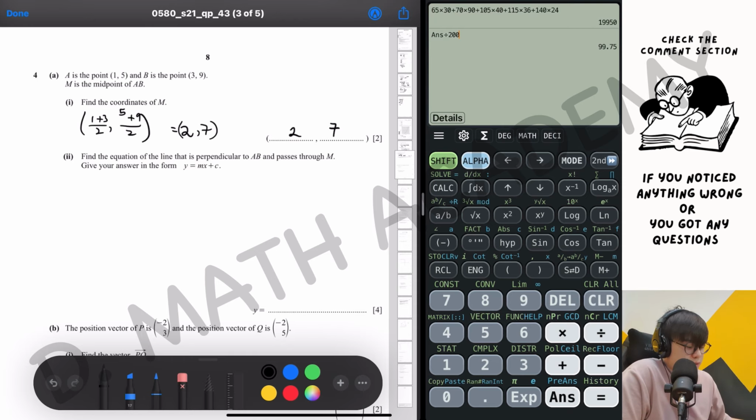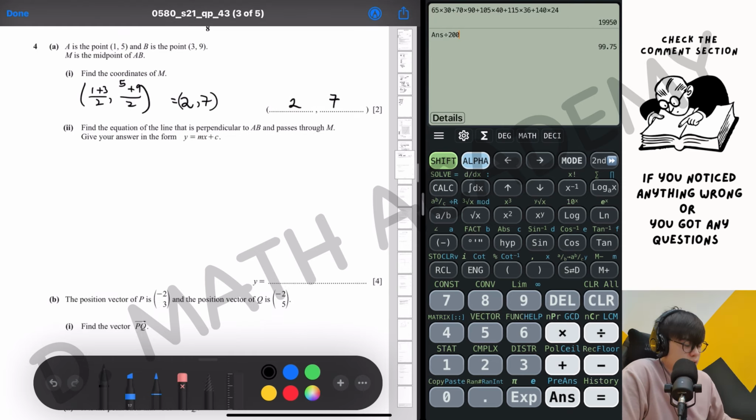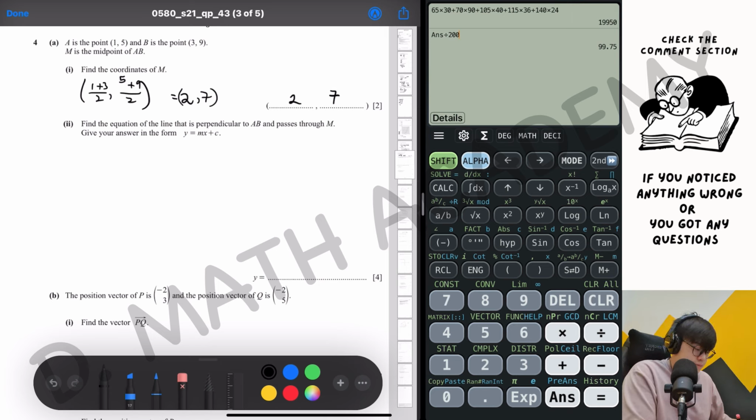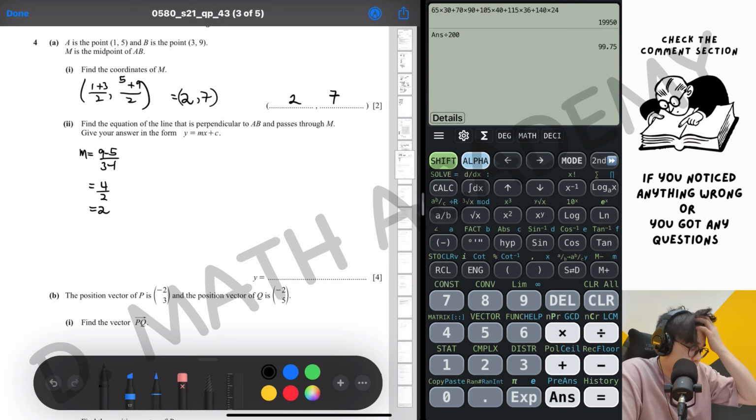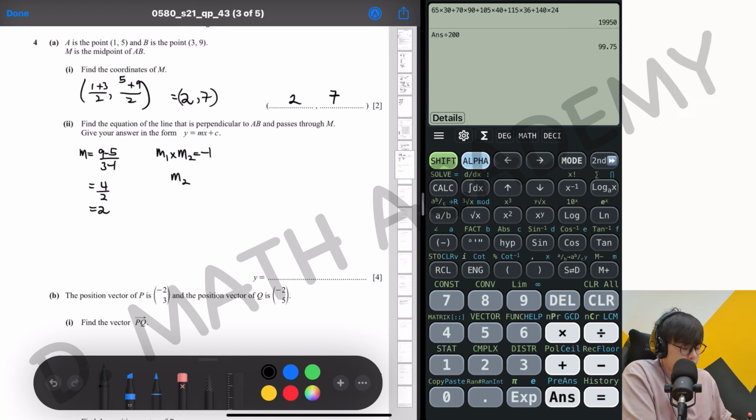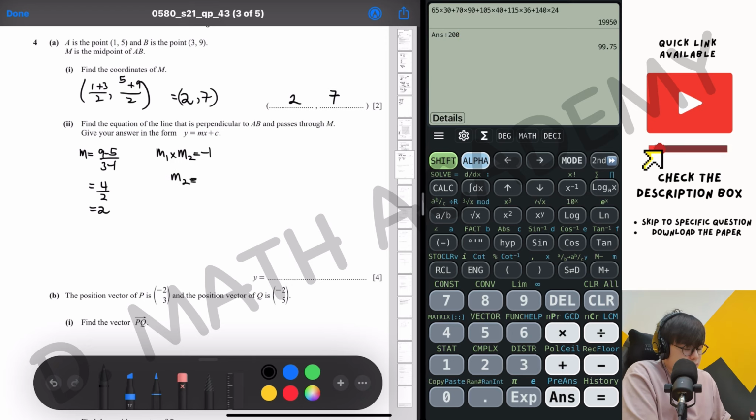And they were looking for the perpendicular bisector, so I need to calculate the gradient first. Remember, the gradient of the 2 here cannot be used immediately because this is the gradient of the original line. If we are looking for perpendicular, you need to know that m original times m new equals -1. The m of 2 here is actually m original. By taking -1 divided by 2, you get -1/2.